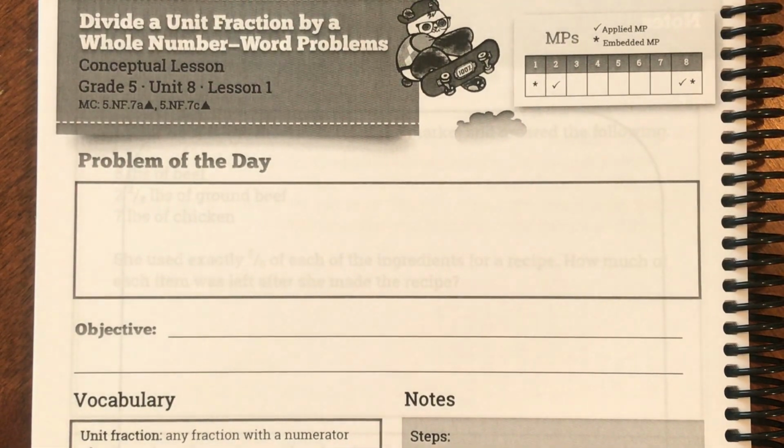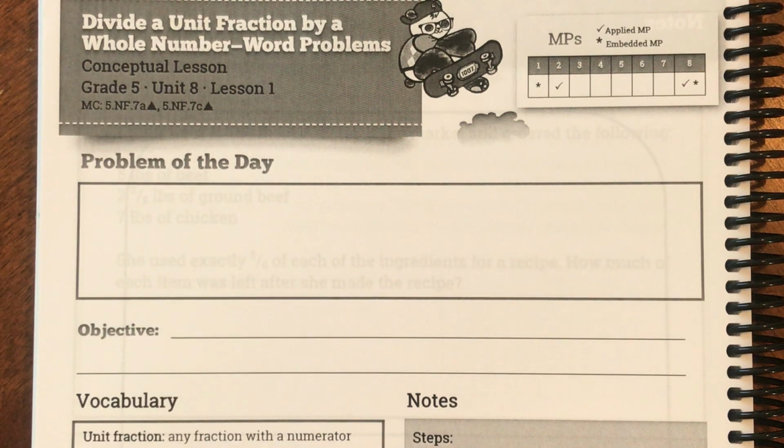Today we're on page 205 of your student journal and we're starting a new unit. So we're in unit 8, which is going to be all about dividing fractions. Unit 7 was all multiplying fractions. Now we're going to be dividing fractions. So in today's video, we're actually going to be doing lesson 1, lesson 2, and lesson 3 together.